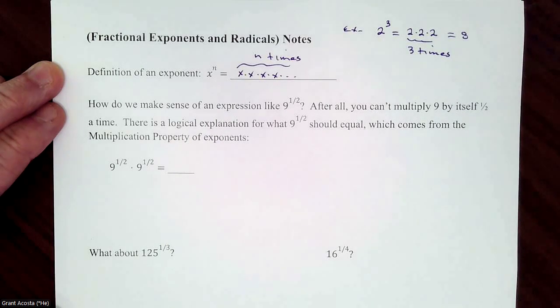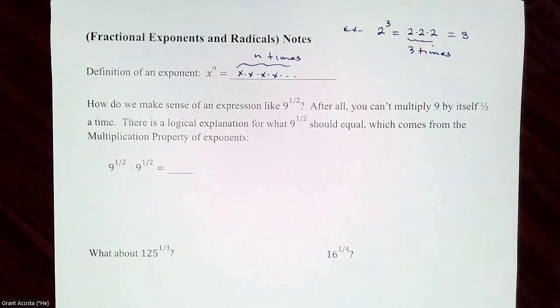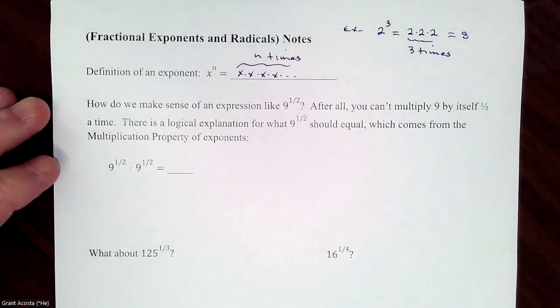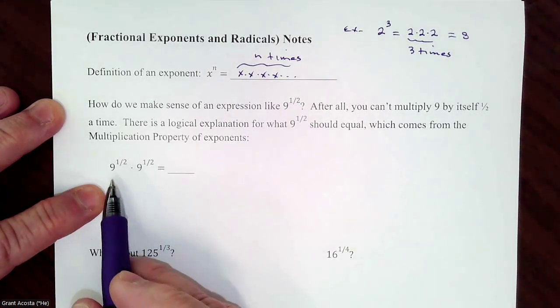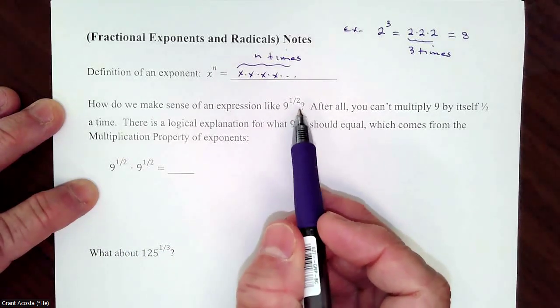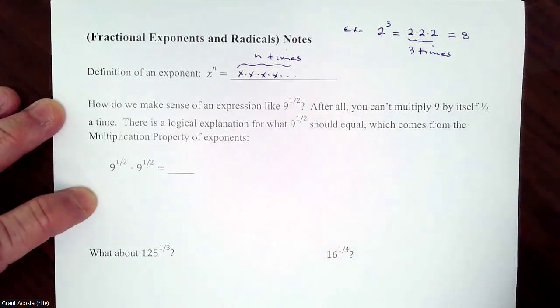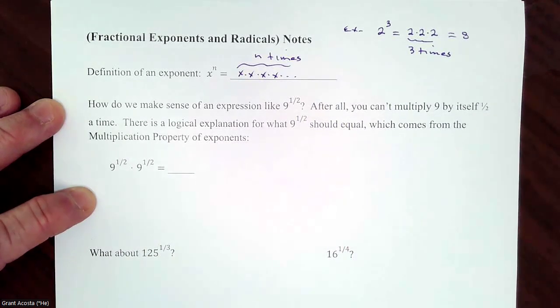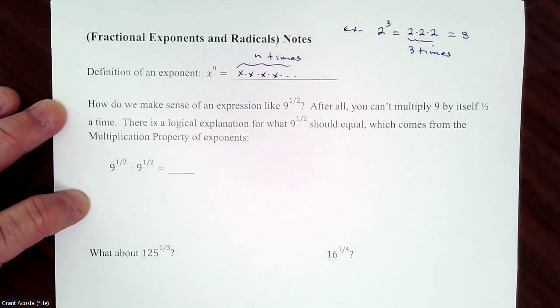Hopefully you've reviewed some of the other properties of exponents, like negative exponents, and what happens when you multiply two numbers with the same base with different exponents. What do you do with them? What we want to focus on right now is how do we make sense of an expression like 9 to the 1/2 power? Even though we have a definition for what an exponent means, you can't multiply 9 by itself a half of a time. That just doesn't make sense.